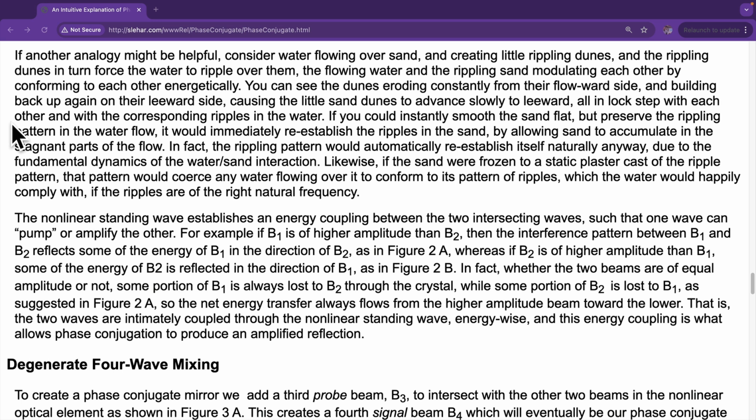ripples in the water. If you could instantly smooth the sand flat, but preserve the rippling pattern in the water flow, it would immediately reestablish the ripples in the sand by allowing sand to accumulate in the stagnant parts of the flow. In fact, the rippling pattern would automatically reestablish itself naturally anyway due to the fundamental dynamics of the water-sand interaction. Likewise, if the sand were frozen to a static plaster cast of the ripple pattern, that pattern would coerce any water flowing over it to conform to its pattern of ripples, which the water would happily comply with if the ripples are of the right natural frequency.